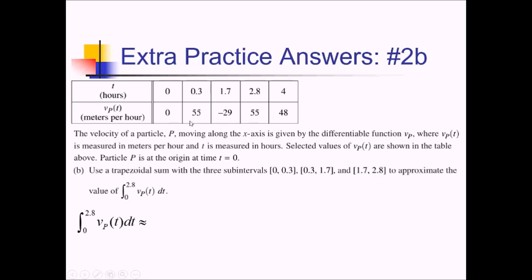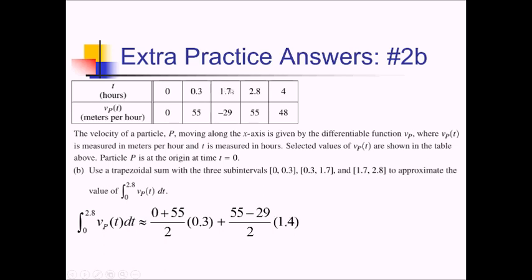So let's see here. We've got 0 to 0.3. That's the first interval here. We have a base of 0 plus a base of 55 divided by 2 times a height of 0.3 to go from 0 to 0.3. So there we go. Next, for the next interval here from 0.3 to 1.7, we have 55 plus negative 29 over 2 times a base of, let's see, this is going to be 1.4.